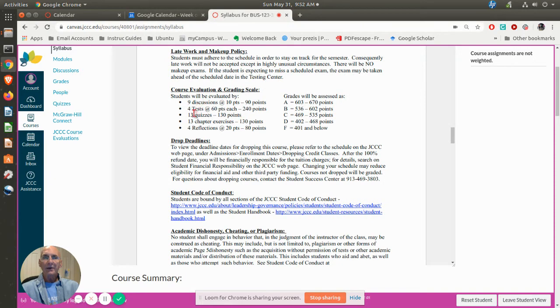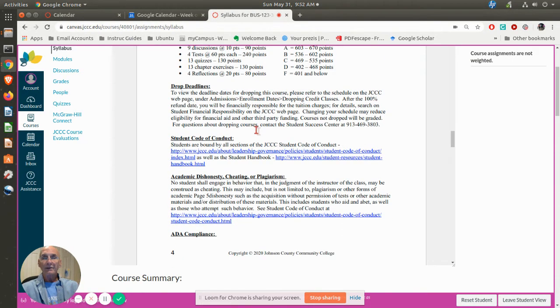You can see the grading scale and how things are done. There's going to be 9 discussions at 10 points each, 4 tests at 60 points each, 13 quizzes, 1 for each chapter, 13 chapter exercises, and then 4 reflection papers. And so you can see how the grades are actually assessed by the number of points.